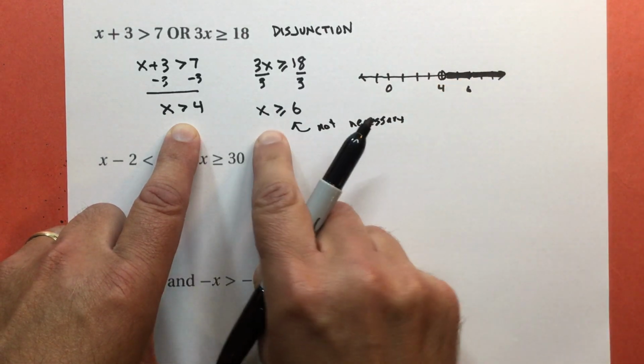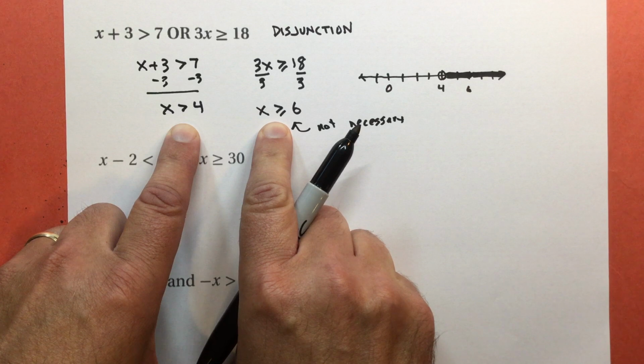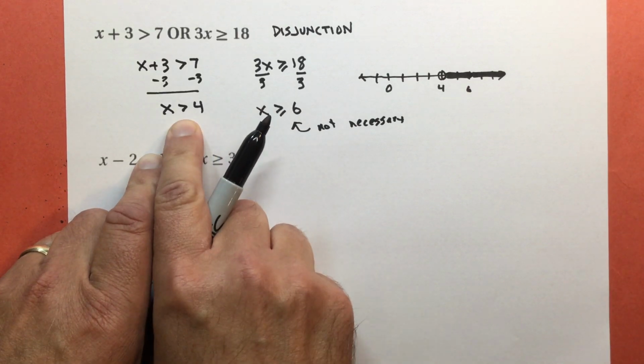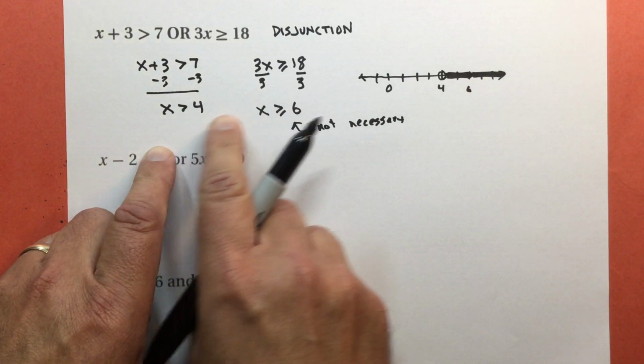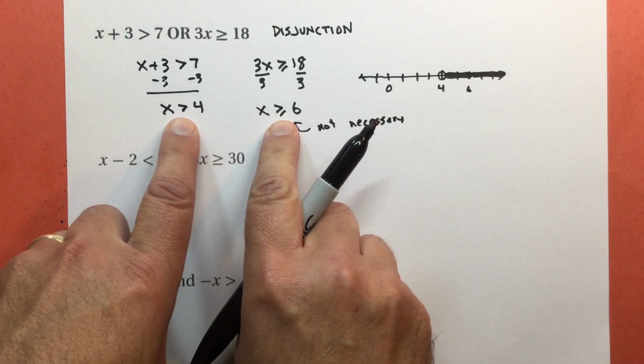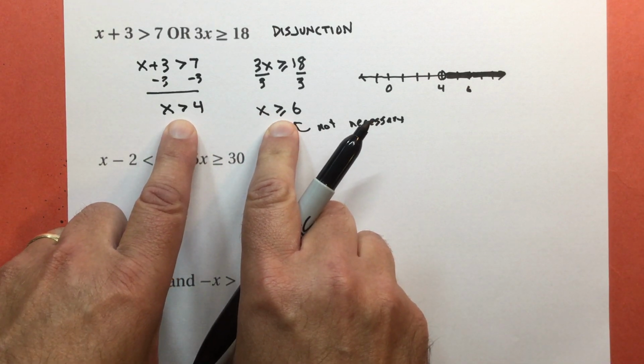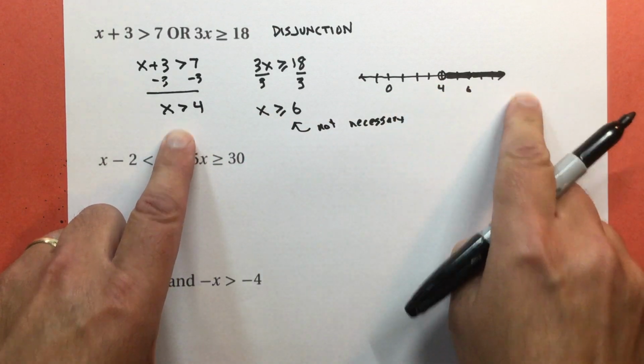So notice that this part is not necessary, because every number that is greater than or equal to 6 is already going to be greater than 4. So since both these are basically pointing in the same direction, I only have to worry about where it's going to start and then just go that one direction.